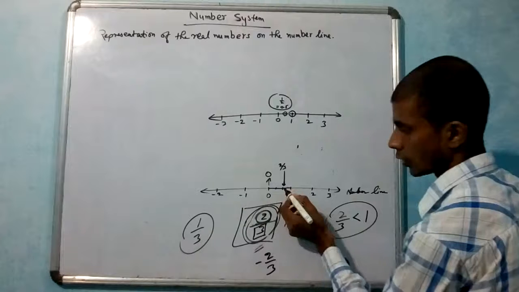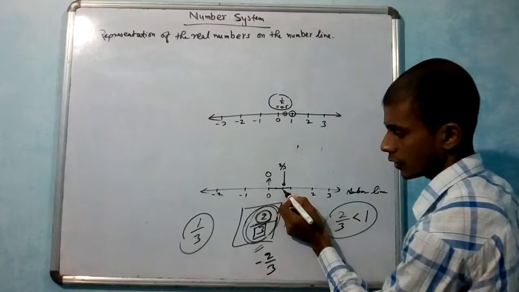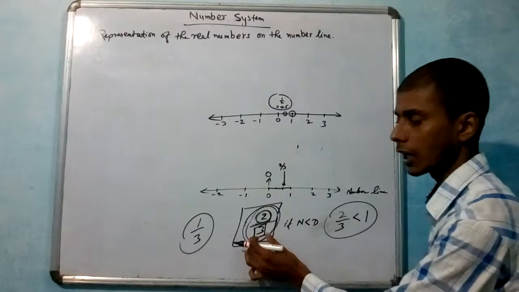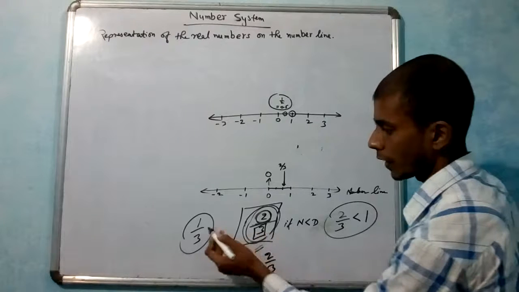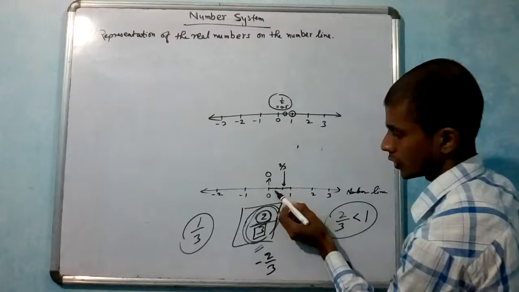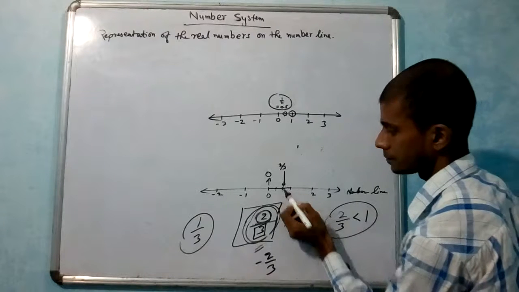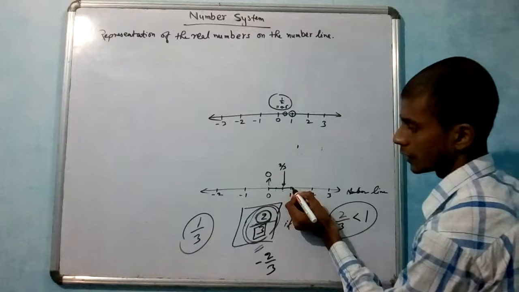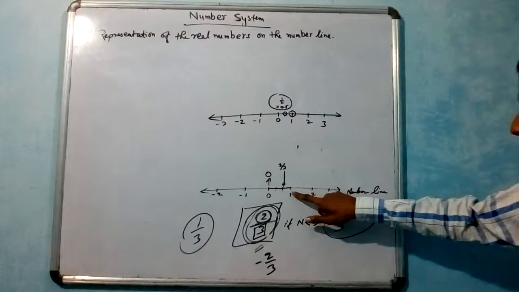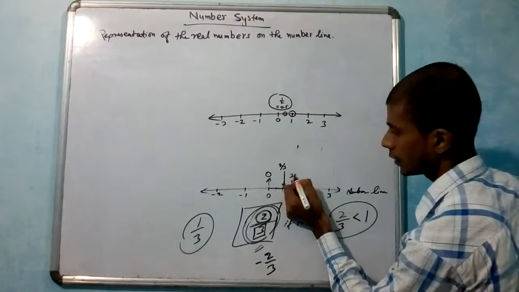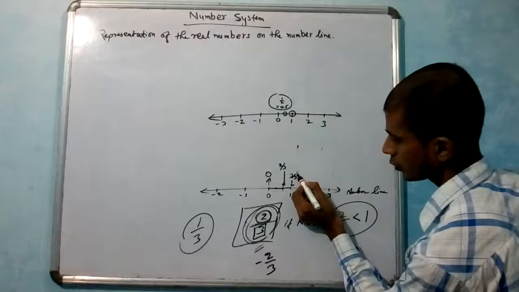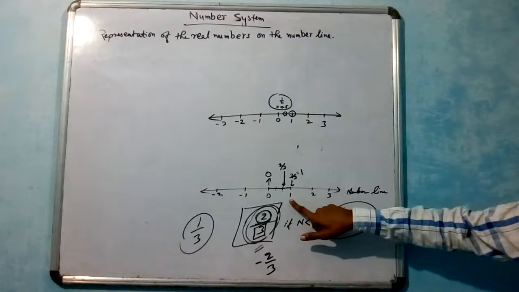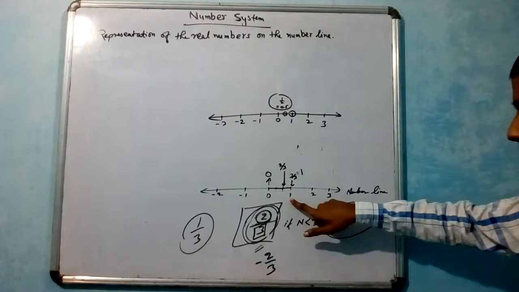Okay, see here. So understood how 2 by 3 will be represented here. The very first thing, divide the distance into 3 equal parts. After dividing into 3 equal parts, each part will be 1 by 3. So this will be 1 by 3, this will be 2 by 3. So this point represents 2 by 3. If we go further, this point will be 3 by 3, and 3 by 3 is nothing but equal to 1. And we can see here 1. So understood how to represent?